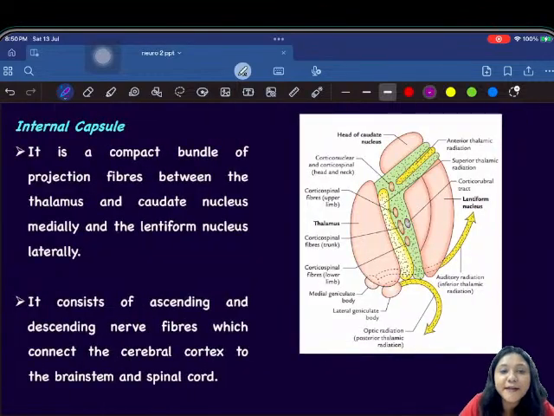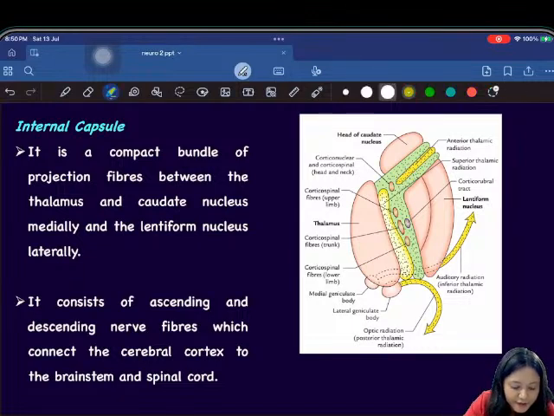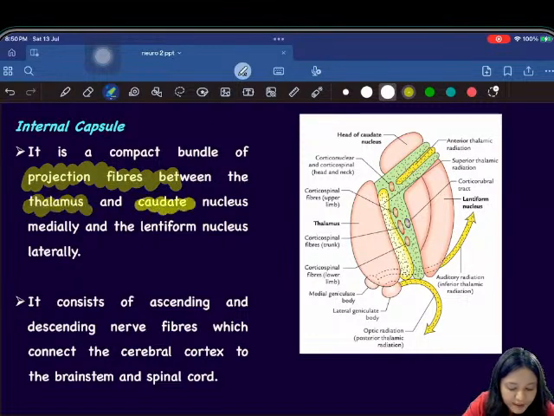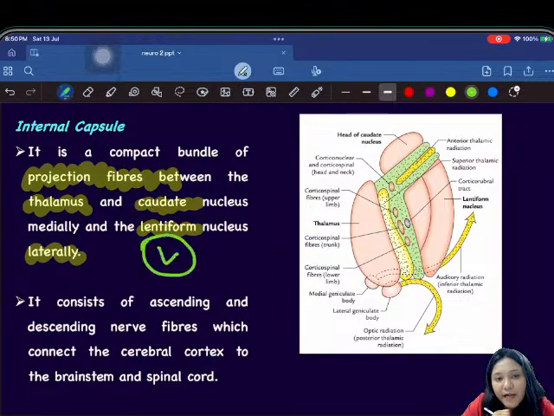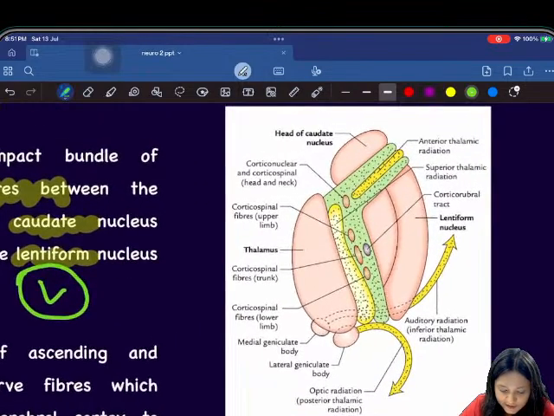Now let us come to the internal capsule. What did we study? It is a projection fiber between the thalamus and the caudate nucleus medially and the lentiform nucleus laterally. Always remember this: L for lentiform, L for laterally. It consists of ascending and descending nerve fibers which connect your cerebral cortex to the brainstem and spinal cord.